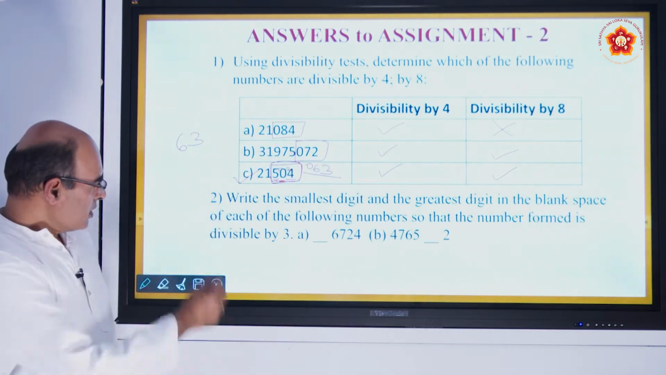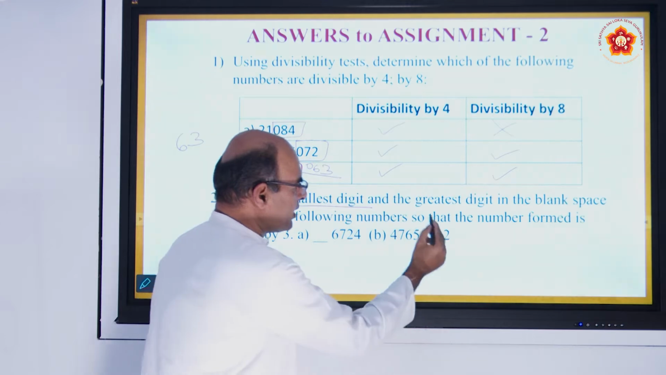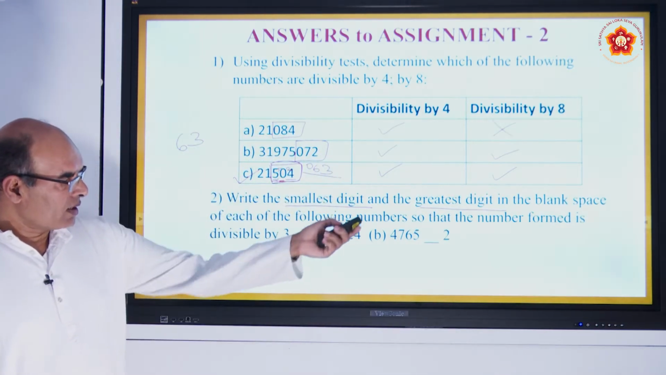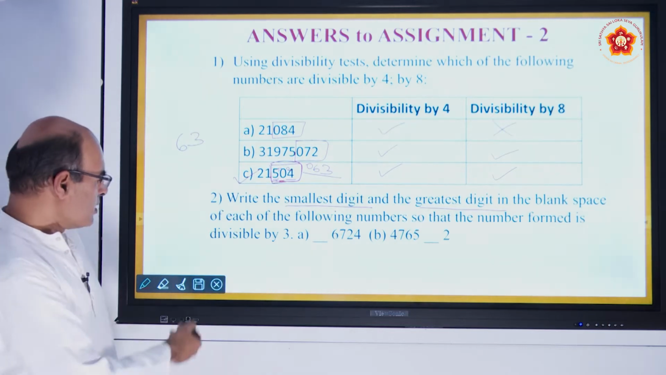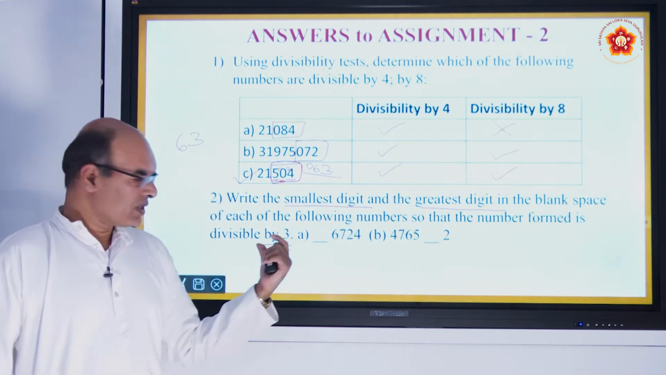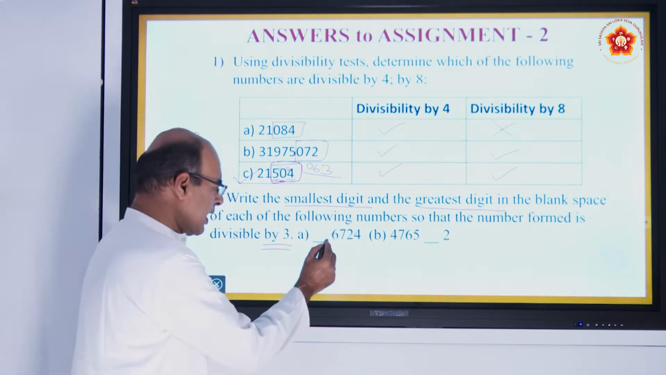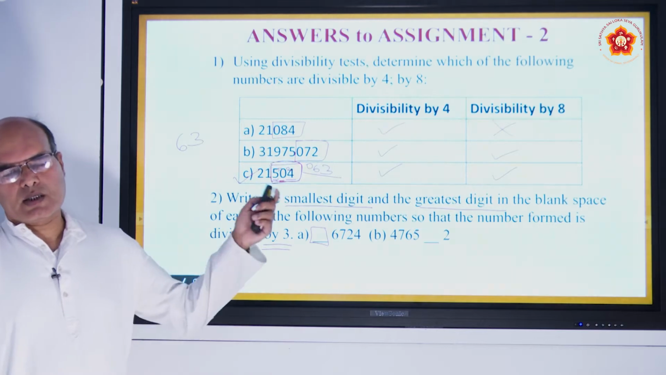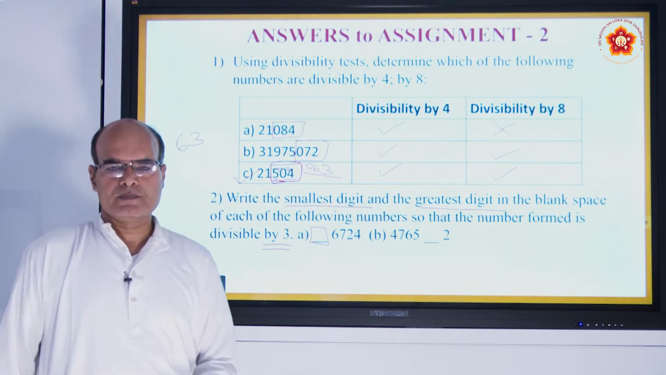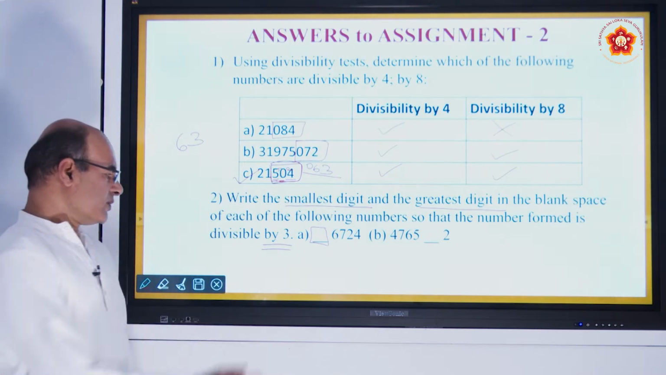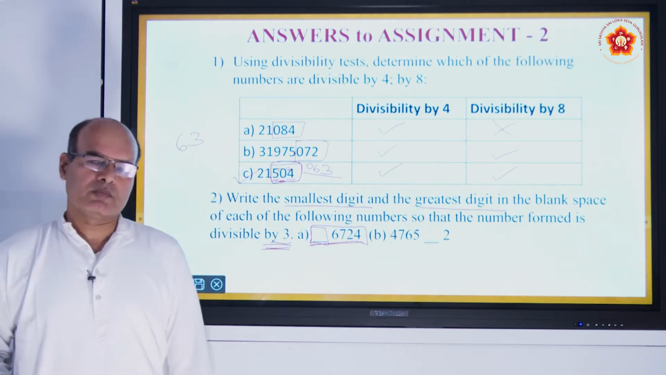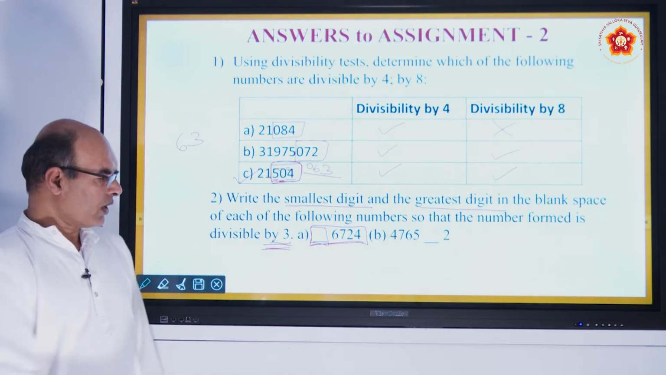The next question given was: write the smallest digit and the greatest digit in the blank space of each of the following numbers so that the number formed is divisible by 3. We have to fill up this blank with the smallest digit and the greatest digit which makes these numbers divisible by 3. You know the divisibility rule of 3. If the sum of the digits of the given number is divisible by 3, then the whole number is also divisible by 3. Therefore add the digits.